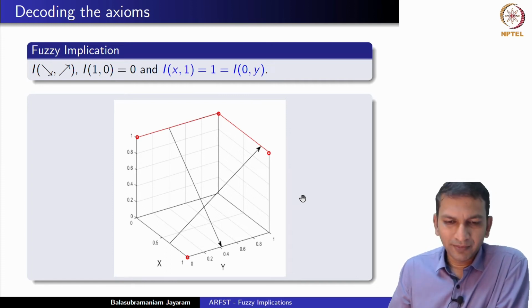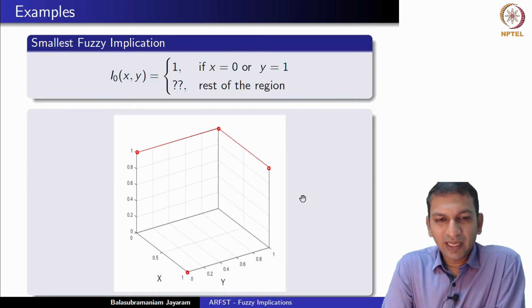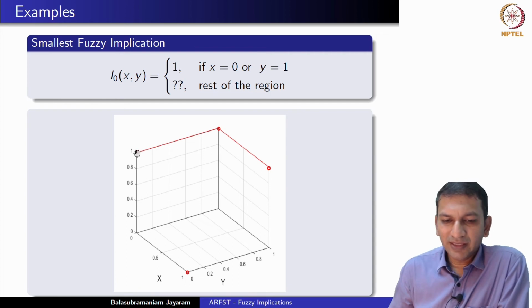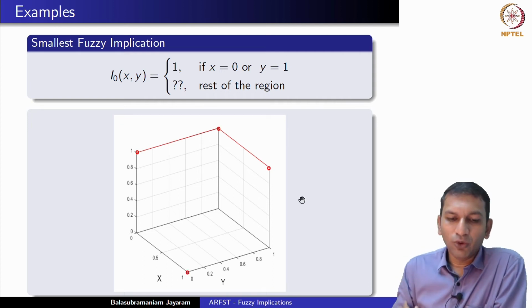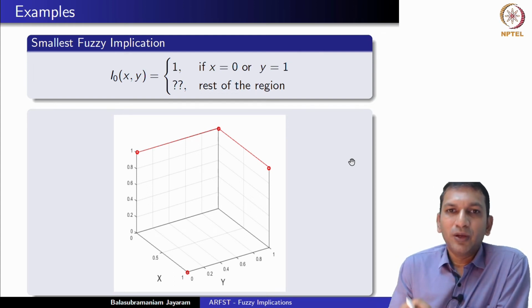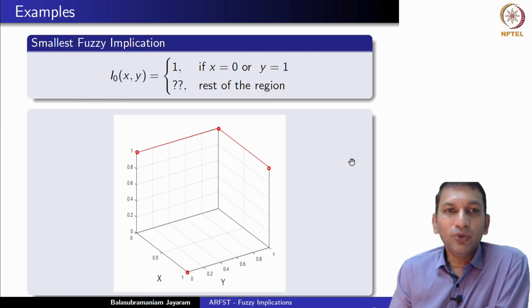Let's look at a few of them. We can ask the question, is there a smallest fuzzy implication? Smallest in the sense of the pointwise ordering of functions. We know this, that when x is equal to 0, this region, it is 1, and y is equal to 1, it is 1, and at this point it is 0. Nothing else is specified. Of course, overall, we know that it should be increasing along y and decreasing along x, but nothing else is specified. So if you ask the question, what could be the smallest fuzzy implication? Then we keep these and then try to push the values in the rest of the region as small as possible. How low can we go?